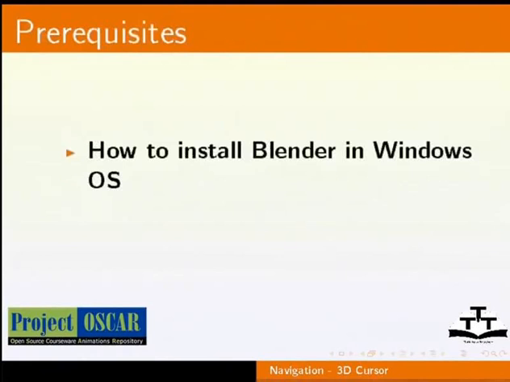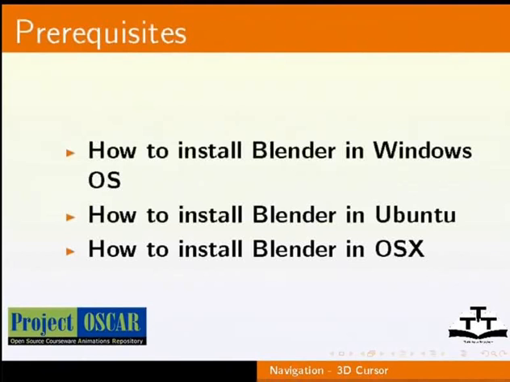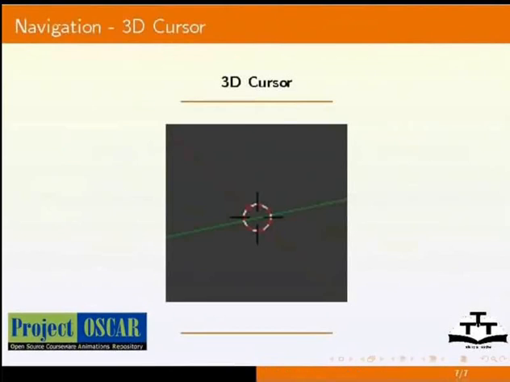I assume that you already know how to install Blender on your system. If not, please refer to our earlier tutorials on installing Blender. The 3D cursor is the red and white ring with the crosshair that you see at the center of the Blender screen. Let us see the 3D cursor in Blender.